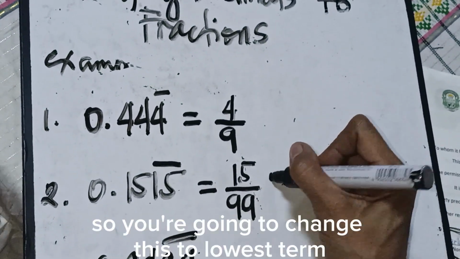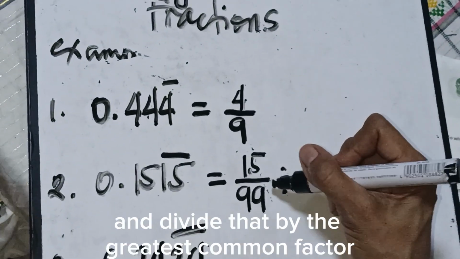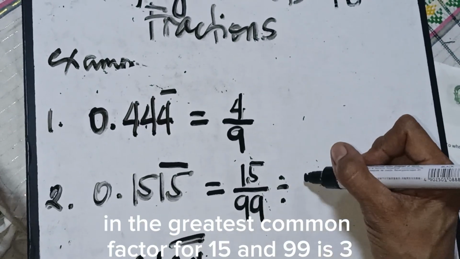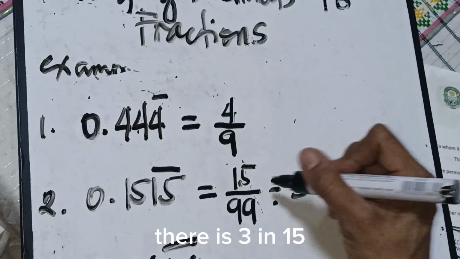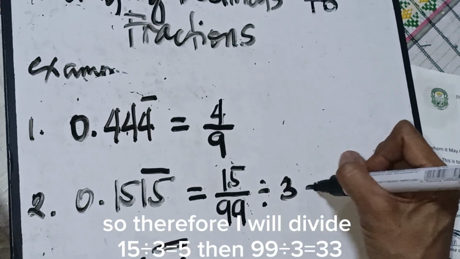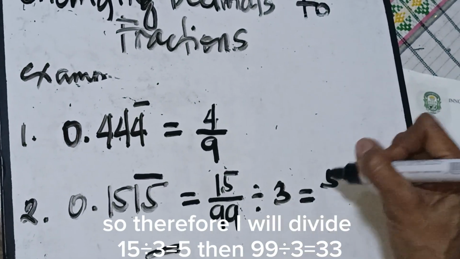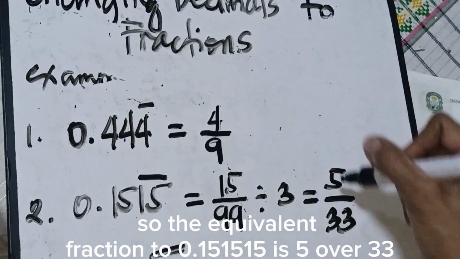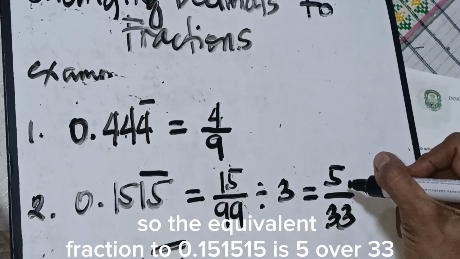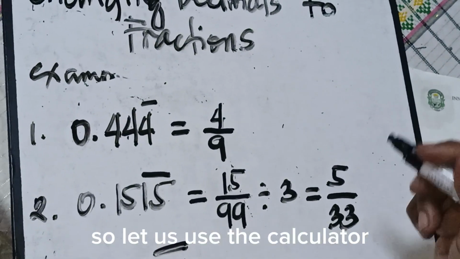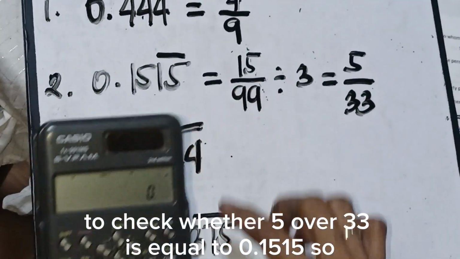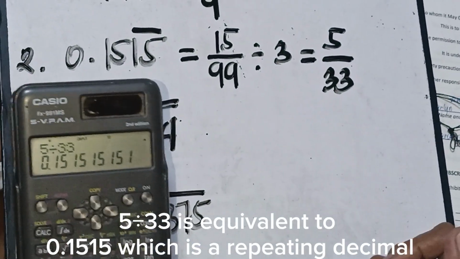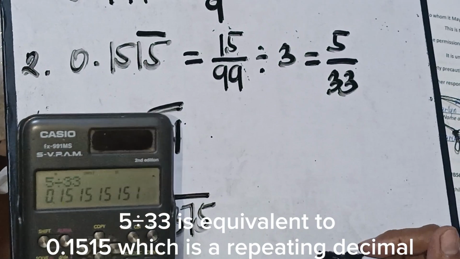Then after this, you're going to change this to lowest term and divide by the greatest common factor. The greatest common factor for 15 and 99 is 3, because there is 3 in 15, also there is 3 in 99. Therefore, I will divide: 15 divided by 3 is 5, then 99 divided by 3 is 33. So the equivalent fraction to 0.151515 is 5 over 33. Let us use the calculator to check whether 5 over 33 is equal to 0.1515. So 5 divided by 33 is equivalent to 0.1515, which is a repeating decimal.